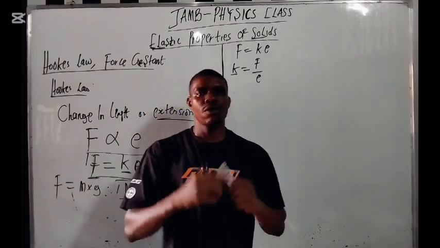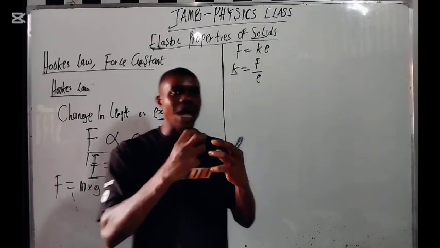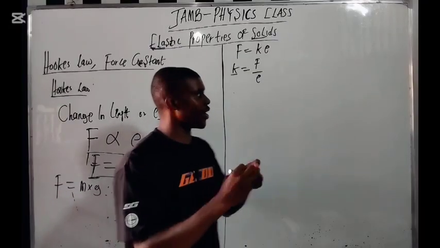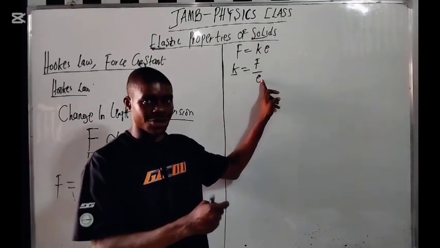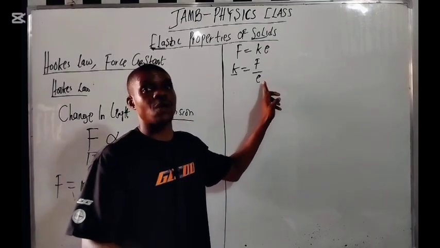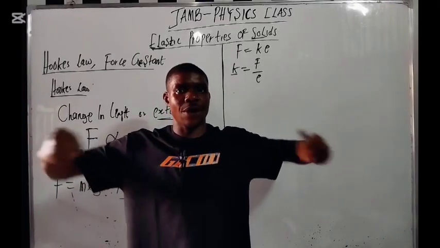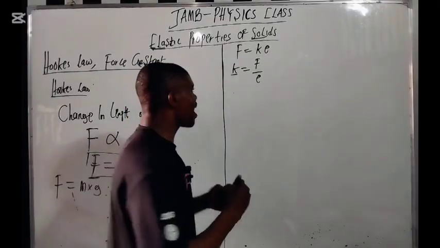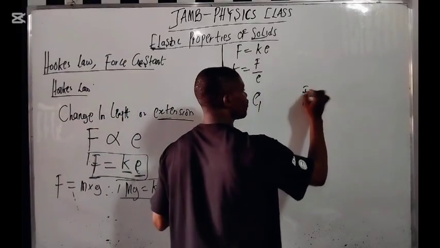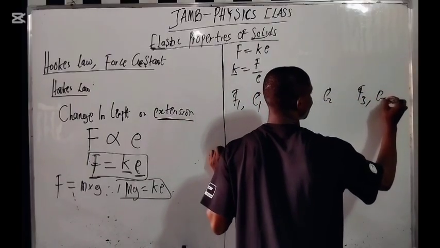Let's imagine that we have an elastic body here. If you apply a force to it, what will happen? You are going to get your first extension. Now, if you apply another force, you're going to get a second extension. So here we can have F1 and E1, F2 and E2, and also F3 and E3.